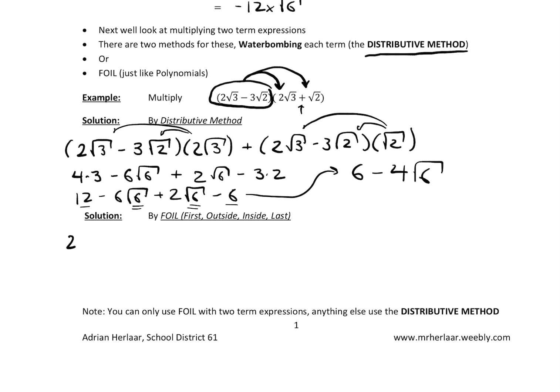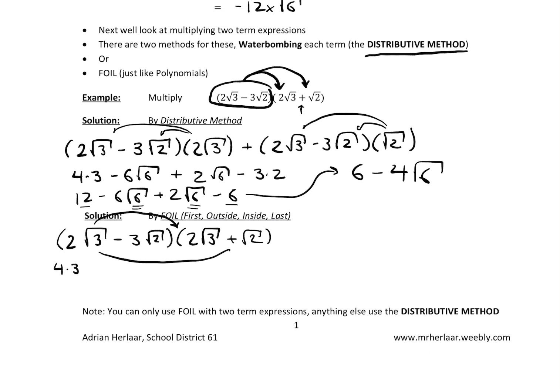So we had 2 root 3 minus 3 root 2 times 2 root 3 plus root 2. So first, 2 times 2, 4, root 3 times root 3, 3. Outside, you get your plus 2 root 6.